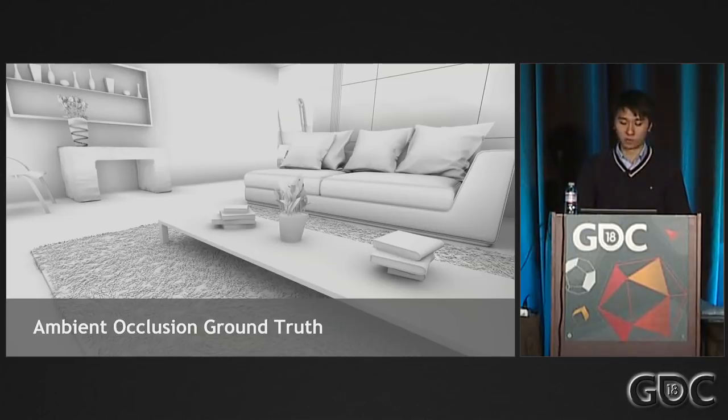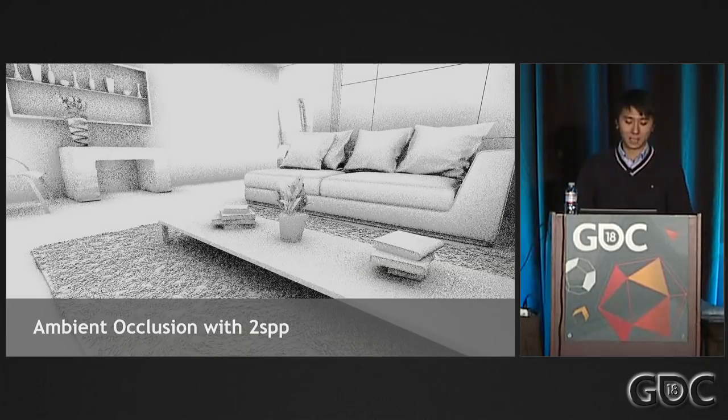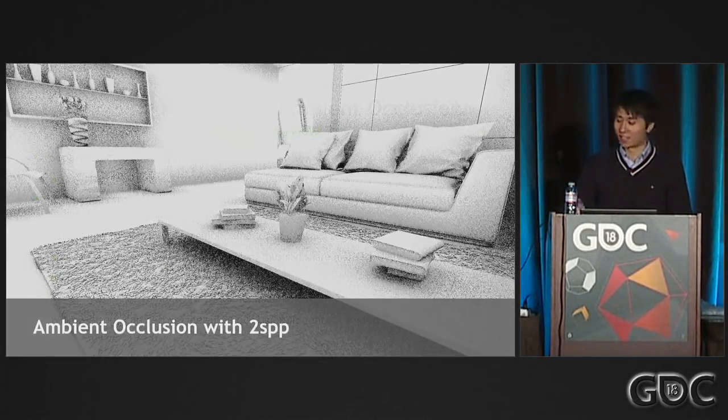And if we compare with our denoised result, you can see that, again, the ground truth captures the fine, high frequency details in the contact region better. But in general, I'm pretty impressed that we can get this close with only two samples per pixel. And then this is the input to our denoiser, which makes you dizzy. And with that aside, let's run the AO demo.